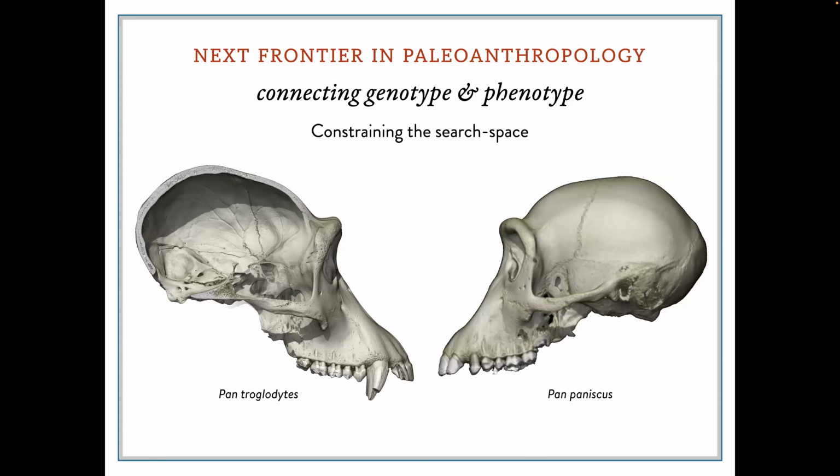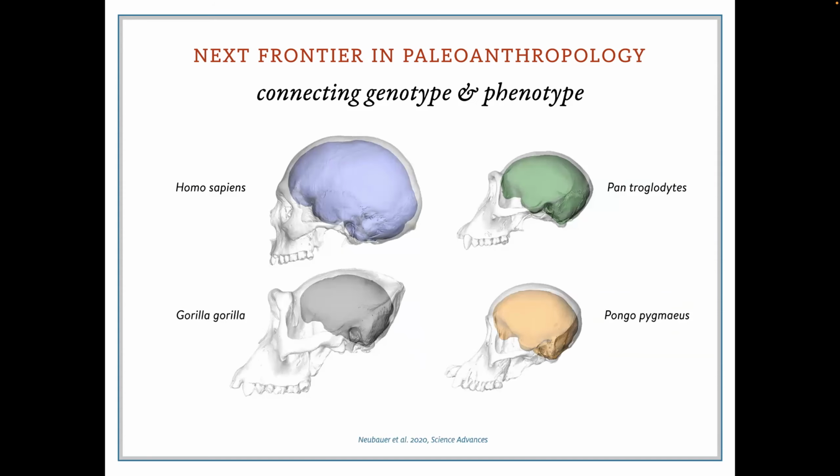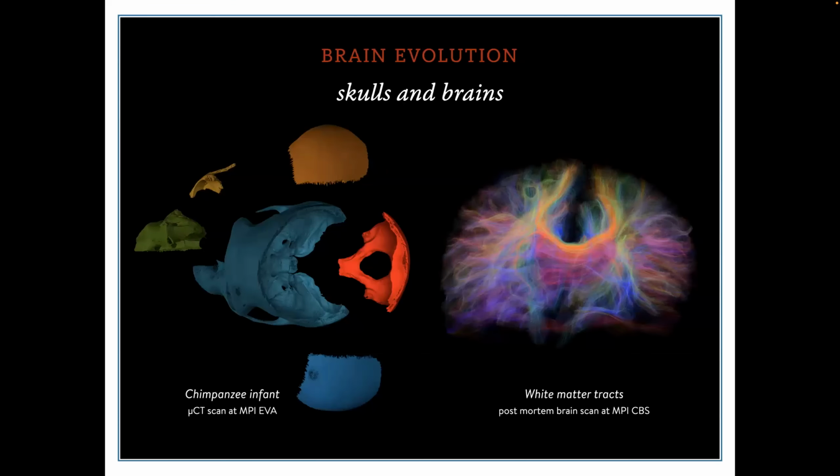But when we constrain the search space, we can also look at other closely related species, right? We can look at the difference between bonobos and chimpanzees, and scale this up to include other hominids, gorillas, and orangutans, and also the different subspecies. And what my colleagues in Leipzig and I are trying to do as part of a large network of collaborators is to understand the evolution of skulls and brains in our closely related hominid cousins.